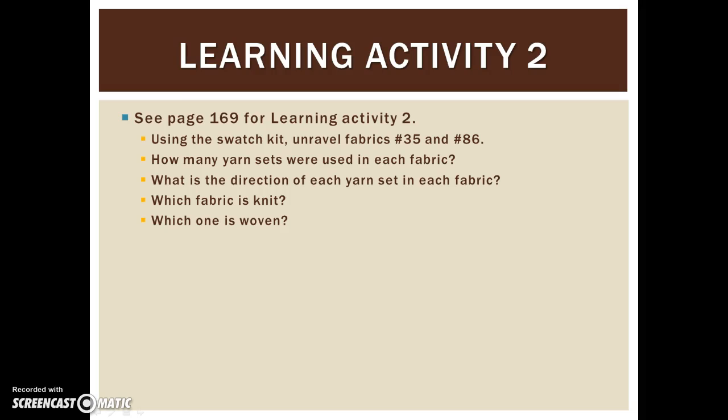All right, take a look at the learning activity on page 169. It'll refer to your swatch kit, swatches number 35 and 86. Look at trying to unravel those fabrics. Can you tell how many yarn sets were used in each fabric? What is the direction of each yarn set in each fabric? Is one fabric a knit and one a woven? Which one is it?